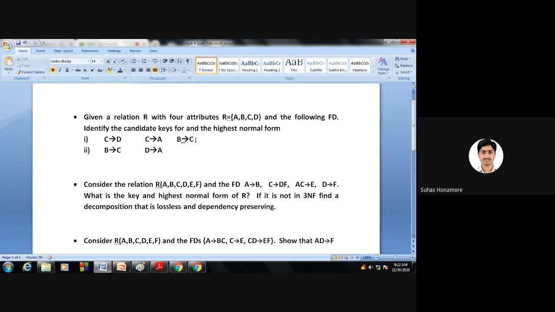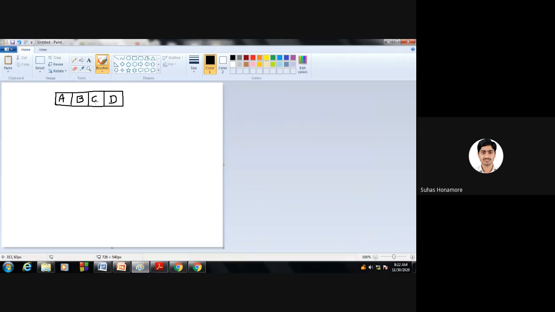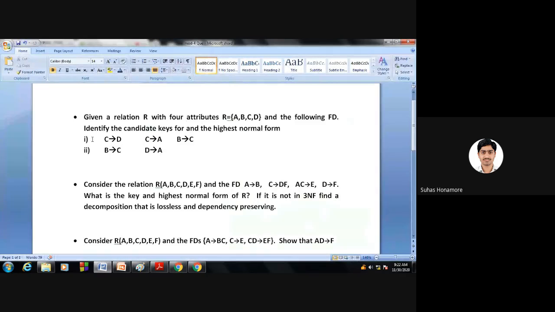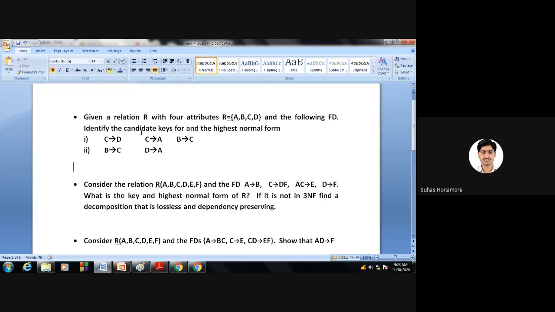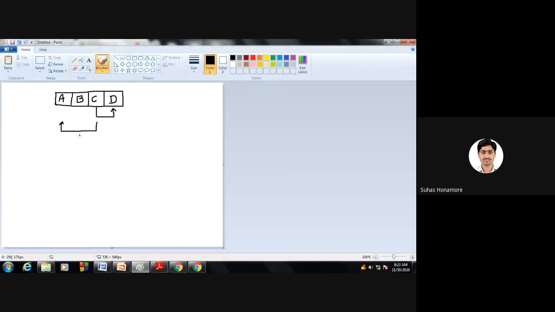So first one we'll take. We have four attributes, A, B, C, D. Then we'll write the FDs whatever he gave. This is the first sub problem, and whatever FDs he gave we will write. So C to D dependency is there. Then C to A is there. Then B to C is there. So like this we write the FDs.